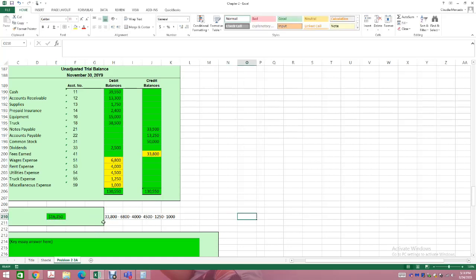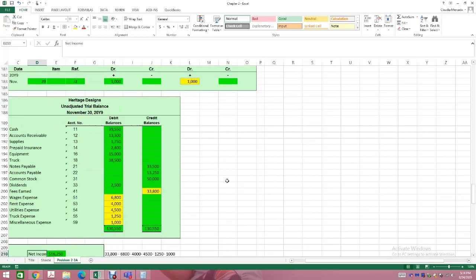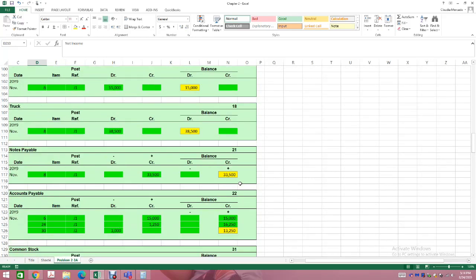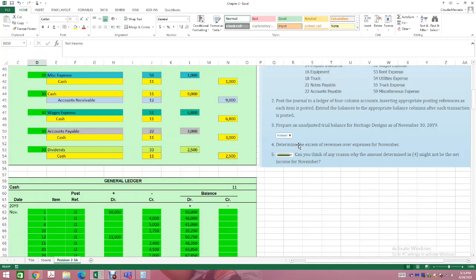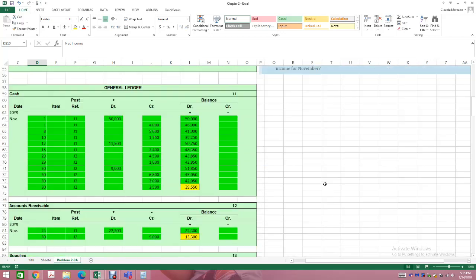So that is the excess. This is basically your net income. Okay. Revenue minus expenses gives you your net income. That's calculated on your income statement. Okay. The excess of revenues over expenses.